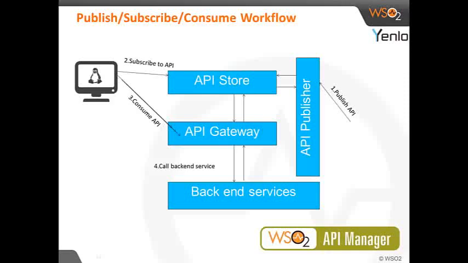Of course, he can start consuming if the API gateway approves that the customer can use this API and has access to it. Once that is done, the API gateway will communicate with the backend services and start processing the client's request.